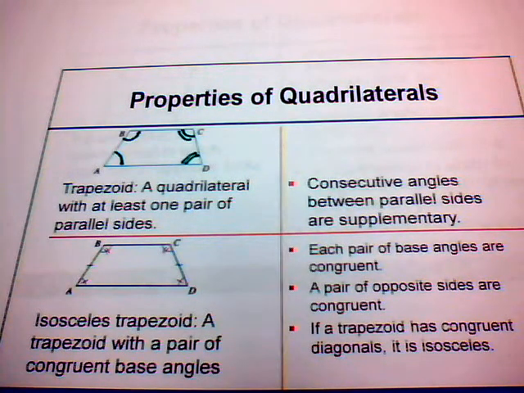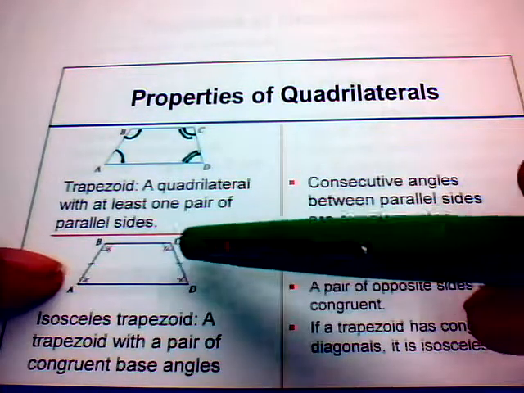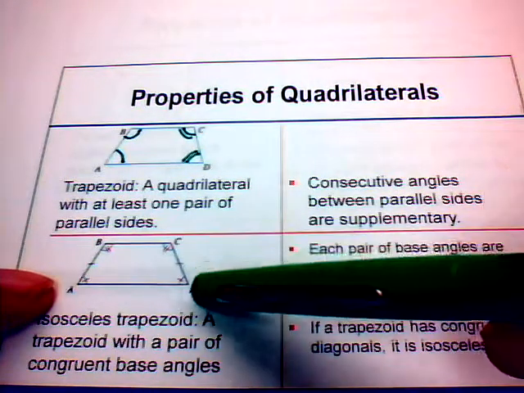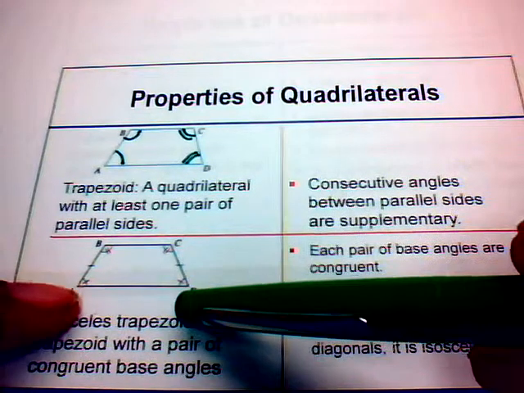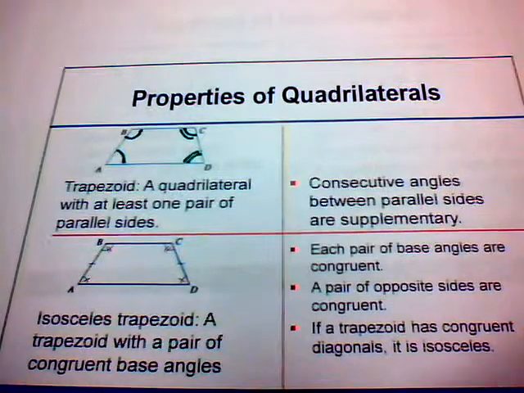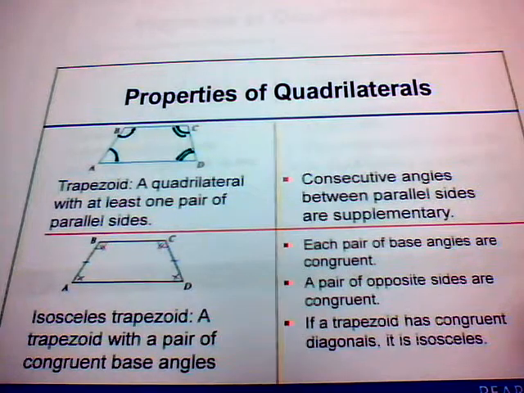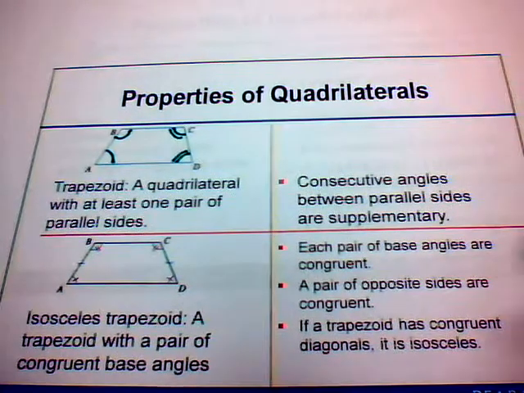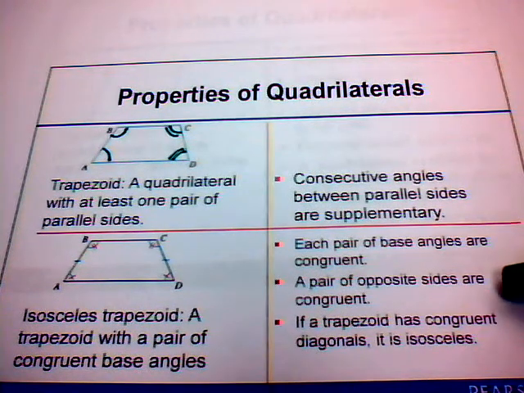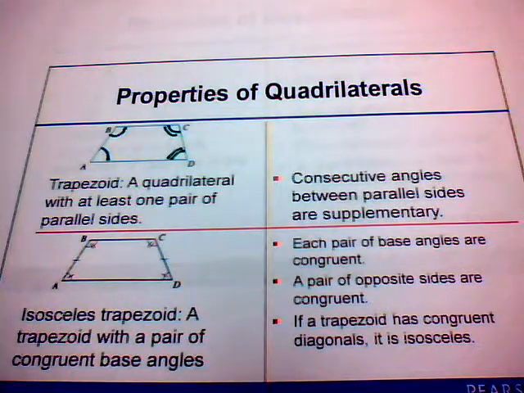Next is an isosceles trapezoid, which is a trapezoid with a pair of congruent base angles. That means here's side AB and side CD. Those lengths are equal, meaning that line segment AB is congruent to line segment CD. And that means that these base angles, angle A and angle D, are congruent. Also, angle B and angle C are congruent. So those are your pair of congruent base angles. And of course, the properties here: each pair of base angles are congruent, and a pair of opposite sides are congruent. And if a trapezoid has congruent diagonals, it is isosceles.